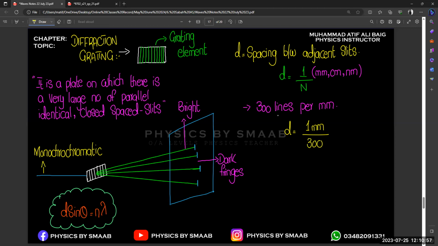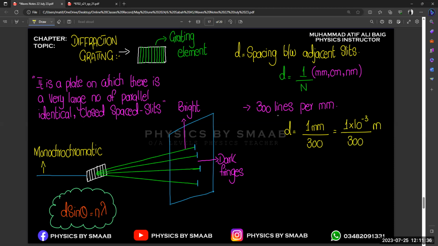Let's suppose you want to convert into meters, so you simply convert milli into 1 into the power minus 3, divide, and after dividing the value, you will get the answer in meters, right? So this is the concept of small d. Okay, and n remains the same. That will give you the order of maxima, because we usually work on the bright fringes, because dark fringes are like unknown black marks. So actually we consider bright fringes.